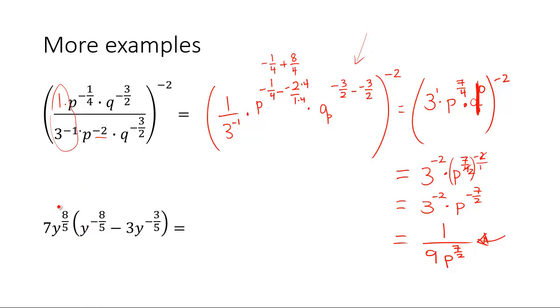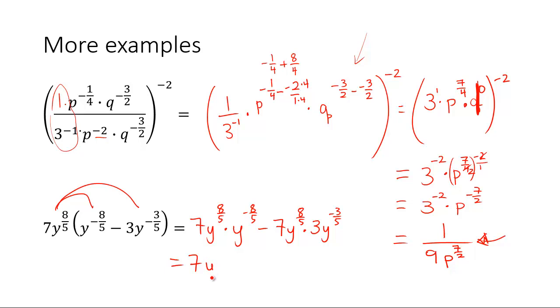Finally, we have a distribution example. So you could be distributing these. So you're actually going 7y to the 8 fifths times y to the negative 8 fifths minus 7y to the 8 fifths times 3y to the negative 3 fifths. And the minus was because plus times minus is minus. So that's 7y to the, common denominators, that's great, 8 minus 8, look at that, that's 0. So that's actually just 7.